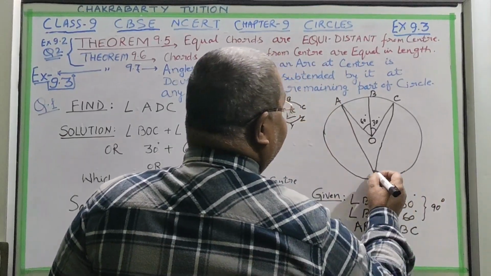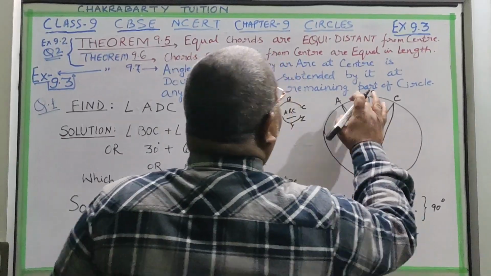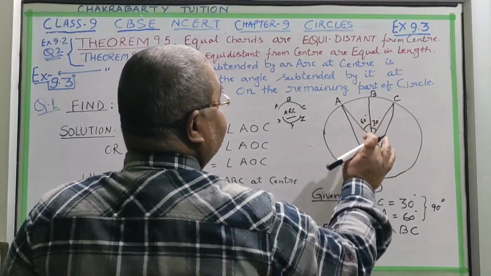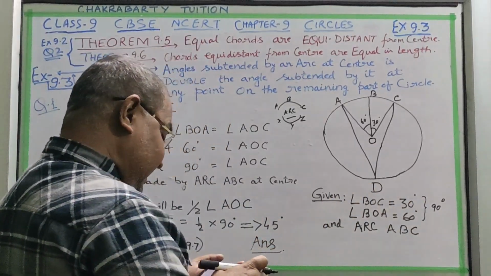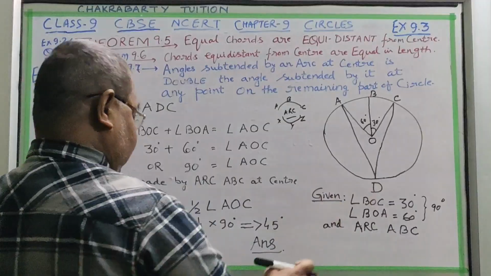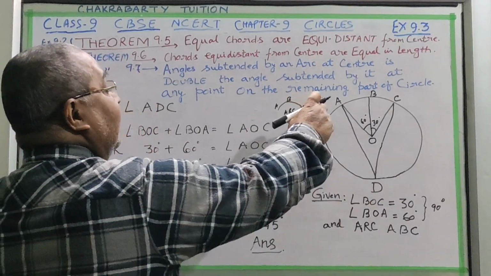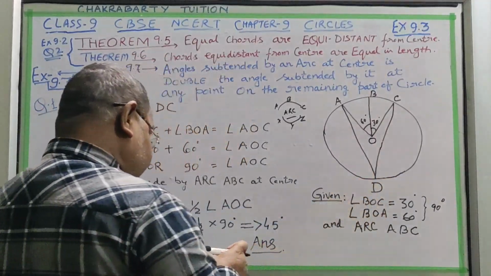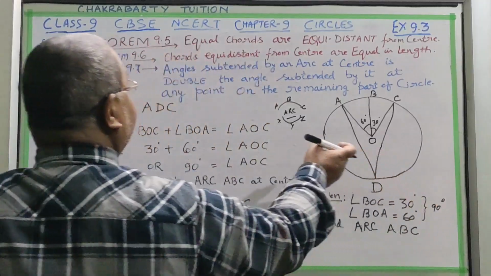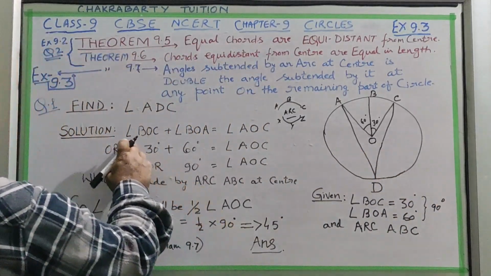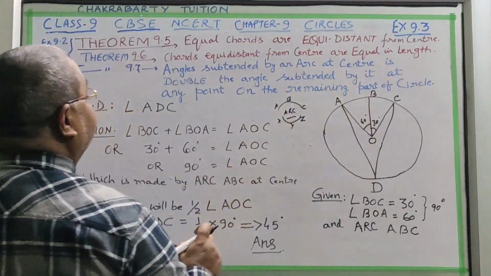It means at point D, how much should it make? As per this it should be 45 degrees, half, because whatever is at the center, its half is always at the circle. If D is a point on the circle other than on the arc ABC, find angle ADC. So ADC should be half of it. So we are going to solve this. What you have to find is angle ADC.